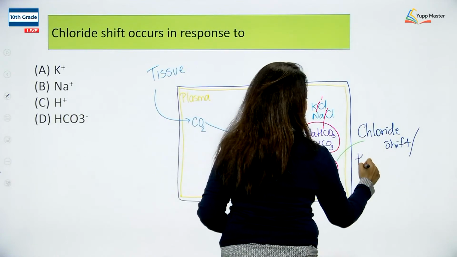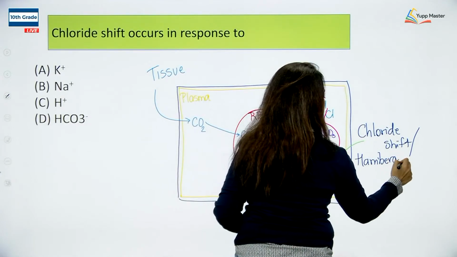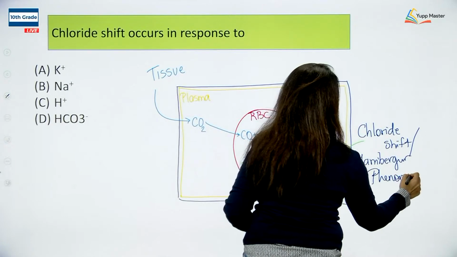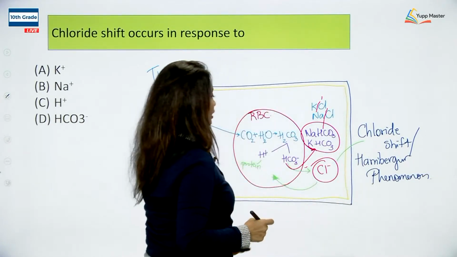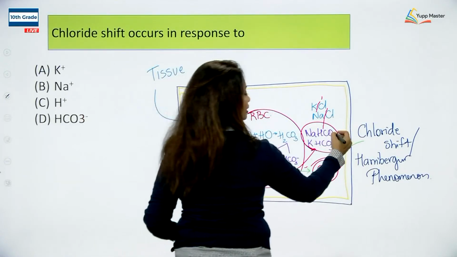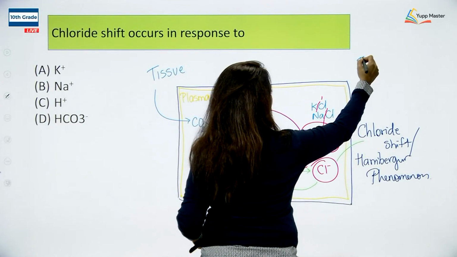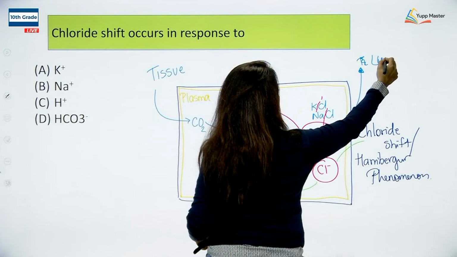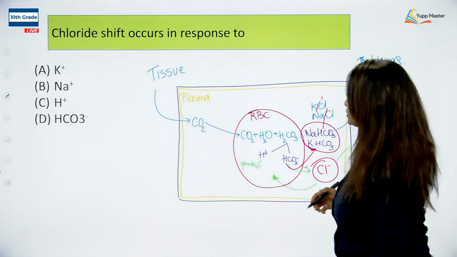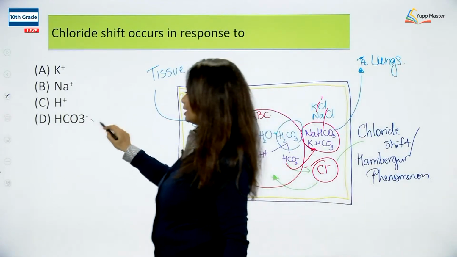or you may call it the Hamburger phenomenon. Alright. Now what happens ultimately, let's just finish this since we have given it a start. Ultimately these bicarbonate ions will be taken and given to the lungs. Alright. So now coming back to our question, chloride shift occurs in response to the bicarbonate ions.